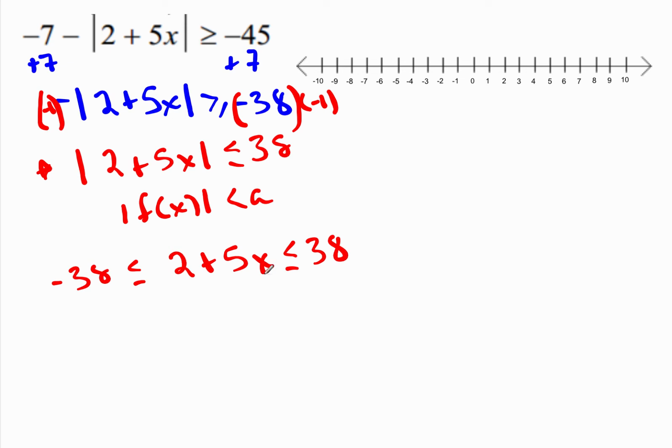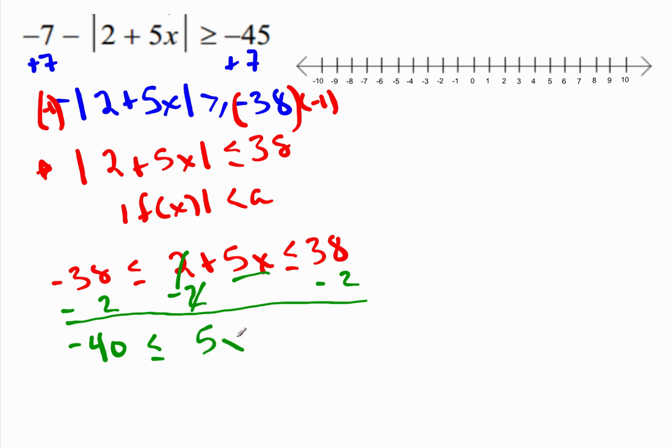Now you can just do algebra to isolate the x. Now here's kind of a trick. We have a three-sided equation, so what we do to one side we have to do to all three. So I want to isolate this x, so I want to get rid of this 2. To get rid of this 2, I subtract 2. What I do from this side, I have to do to the other two sides. All right, so negative 38 minus 2 is negative 40, is less than or equal to, that cancels, so I'm left with 5x, less than or equal to 36.